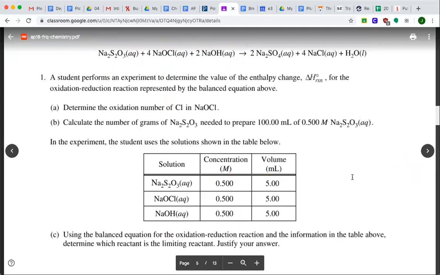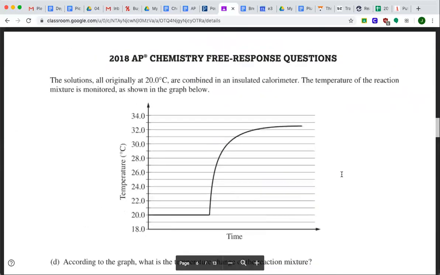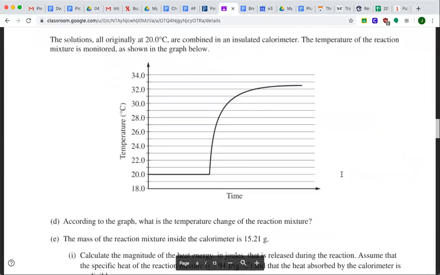So let's take a look at the next question. This is a fun one. All the solutions are originally at 20 degrees Celsius, and they're combined in an insulated calorimeter. The temperature of the reaction mixture is monitored as shown in the graph below. According to the graph, what is the temperature change of the reaction mixture?